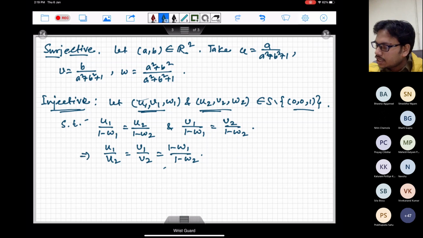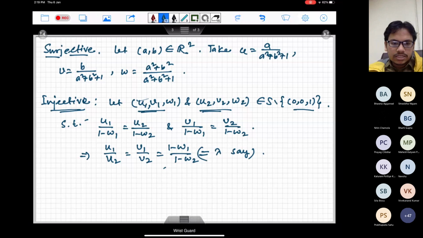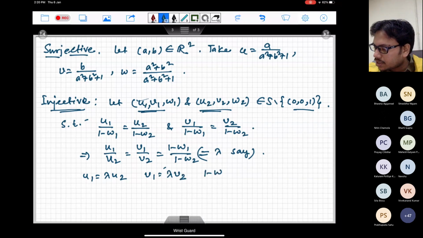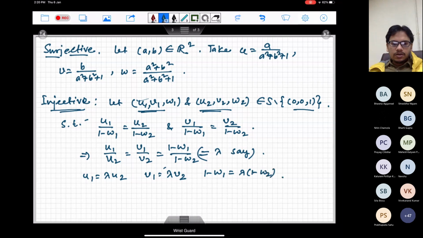So let us call the common ratio lambda. All these ratios are the same. So what do I have? I have u1 equal to lambda u2, v1 equal to lambda v2, and 1 minus w1 equal to lambda times 1 minus w2. Okay, great. So I have this, and therefore, what can I say here?